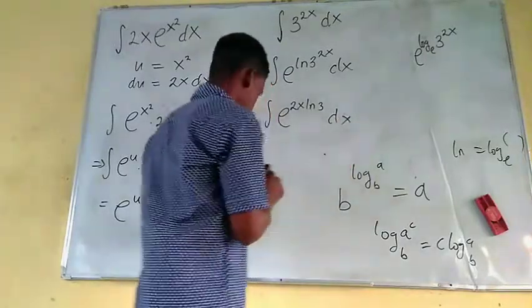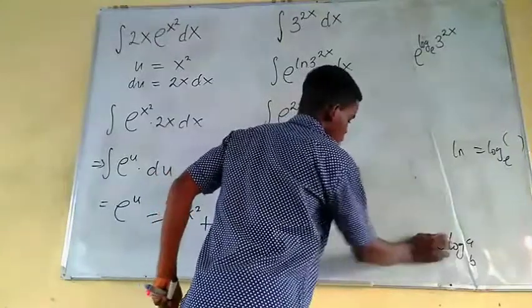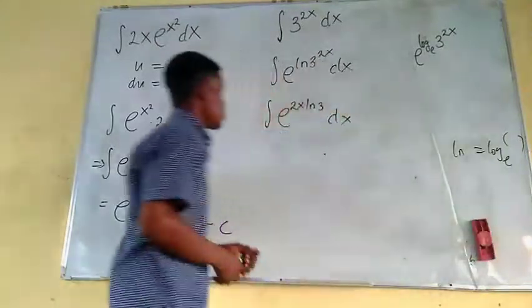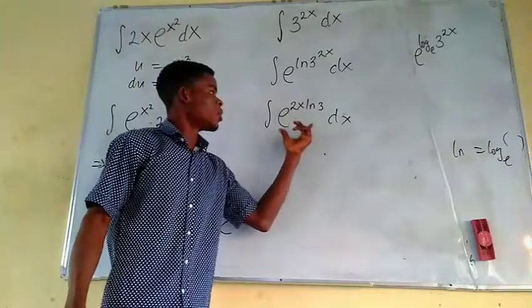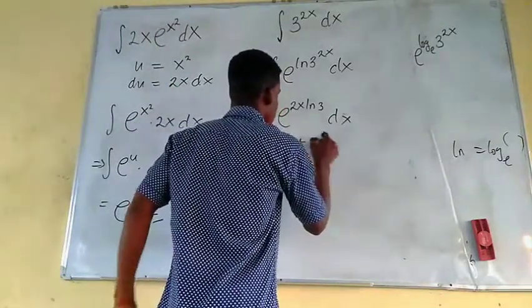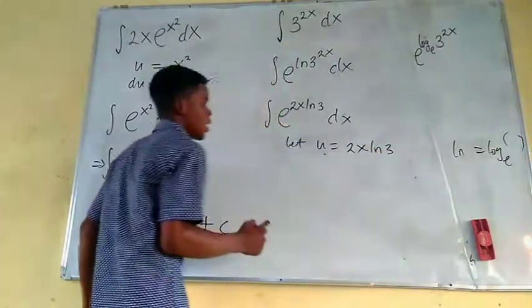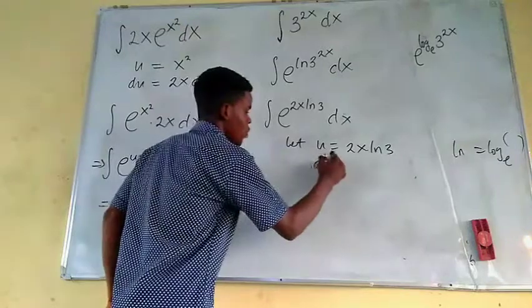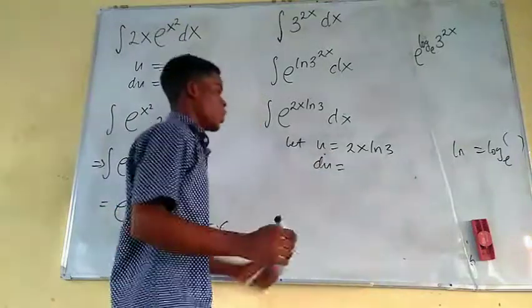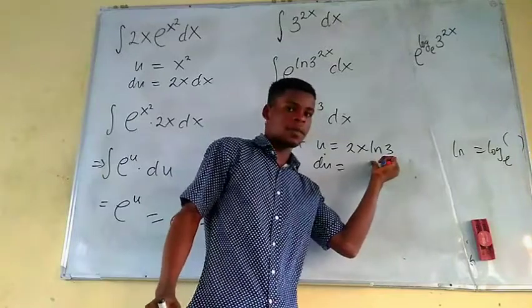dx. From this point, I can decide to do some substitution, where we can call it u. Let u be equal to 2x ln 3. To get your du, the u is a product of two functions. The first part is 2x, the second part is ln 3.